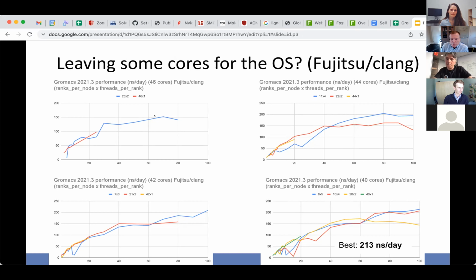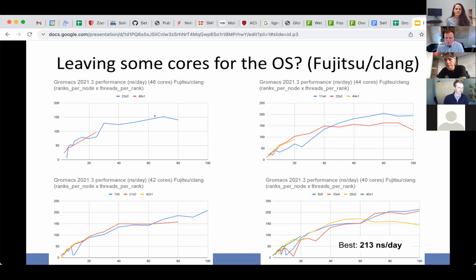So the big idea here is, if you can, and if that's required by your code based on the SVE that is used, go with the Fujitsu Clang compiler and be very careful to leave some of the cores for the OS, otherwise the jitter will actually lower your performance. So this is how it looks on this machine.